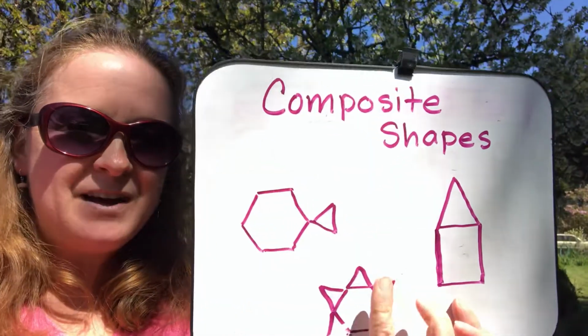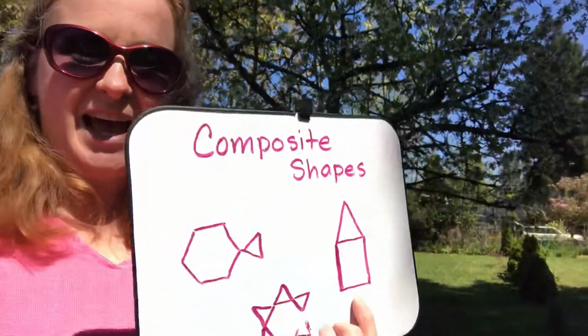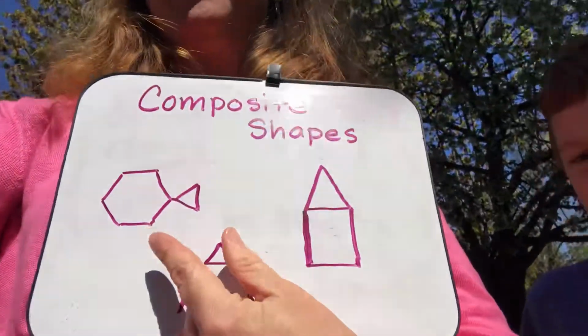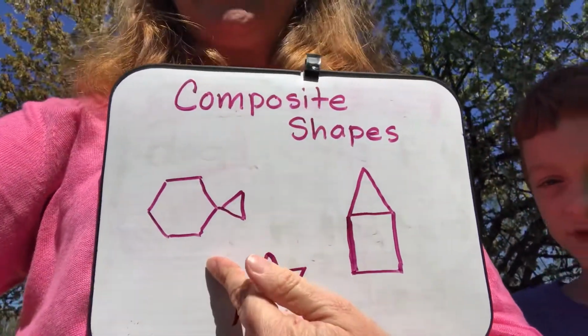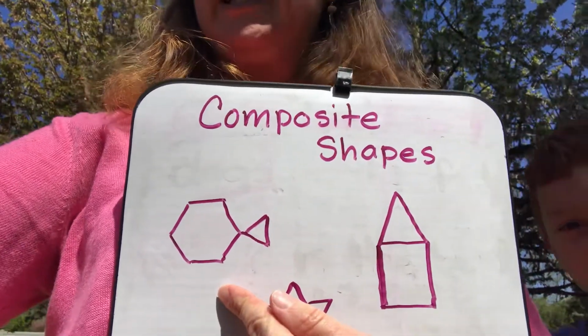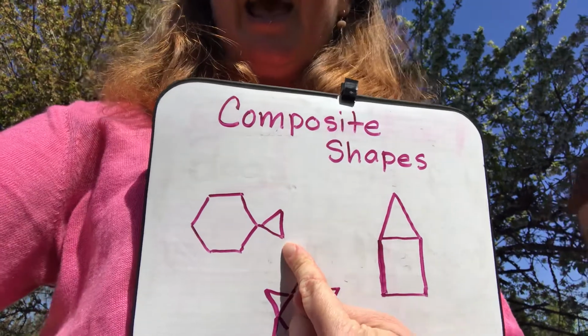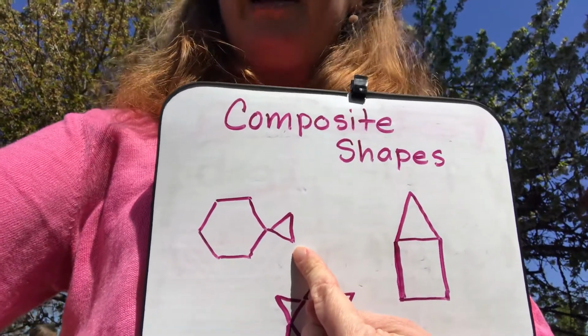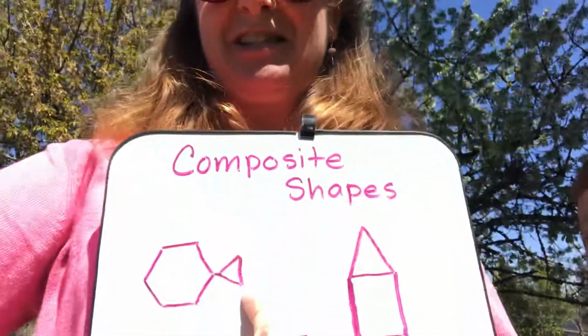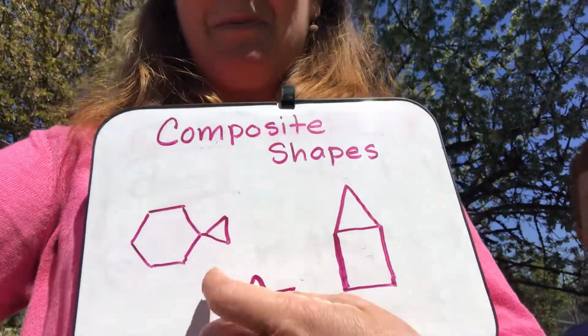Up above, I used a hexagon, and I think I'm going to point to it for you. A hexagon is a six-sided figure with six vertices, and I have a triangle right behind it. And when I connect them together, I tried to make a picture of something. Any guesses? It's supposed to be a fish. Yes, I was hoping you'd get that.